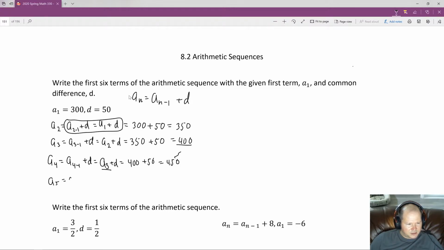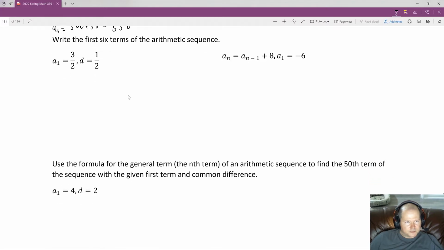a5 is simply going to be a4 plus 50, which is simply going to be 450 plus 50, which gives me 500. And finally, the last one's going to be the 6th one, which is the 5th one, 500, plus 50, which is going to give you 550.